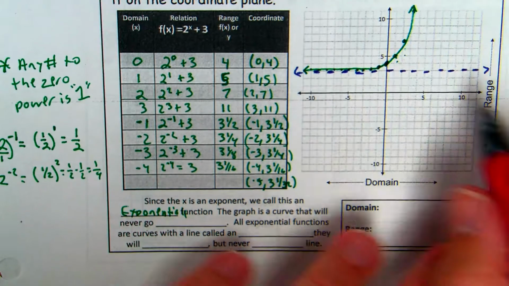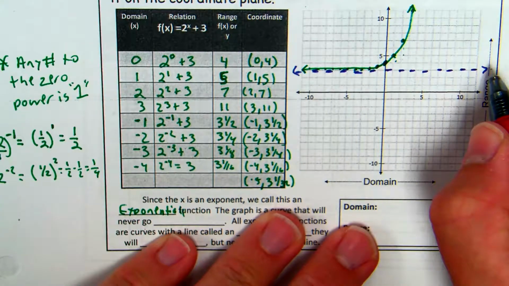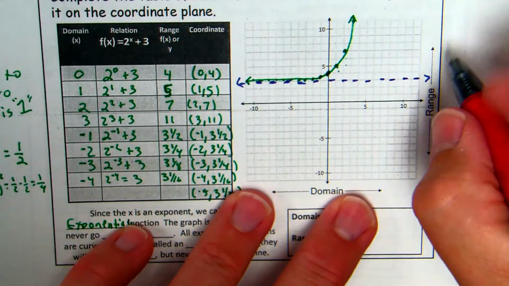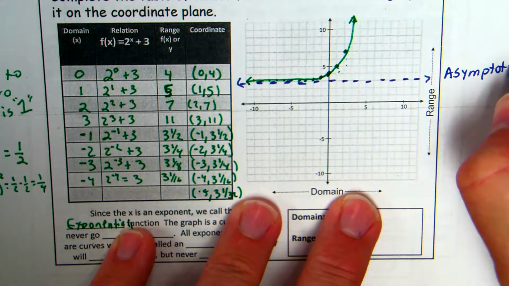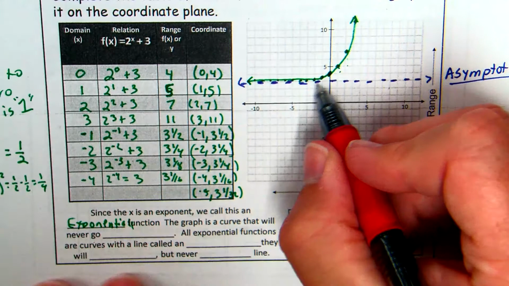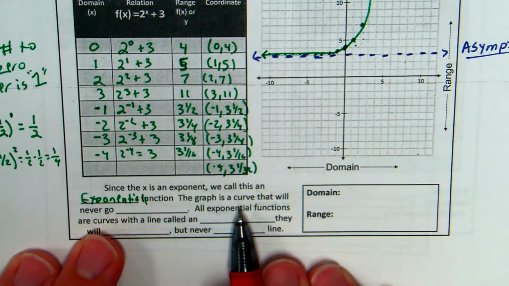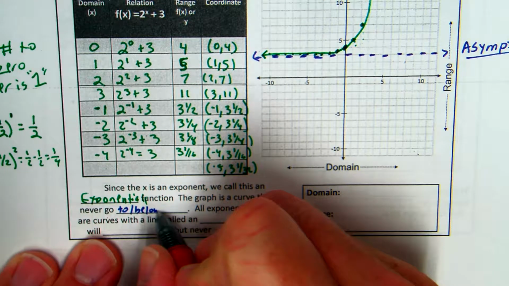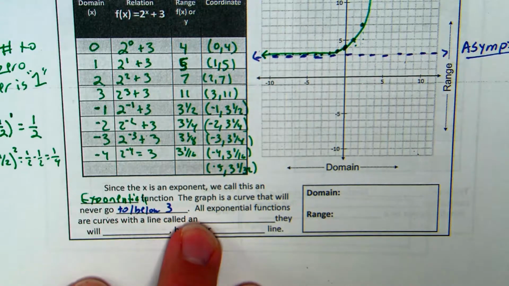This line, or this curve, will approach this horizontal line forever and ever without crossing it. This line has a special name called an asymptote. An asymptote is a line you approach but never cross. In fact, down here I said the graph is a curve that will never go to or below the number 3. It will never go to or below the number 3.